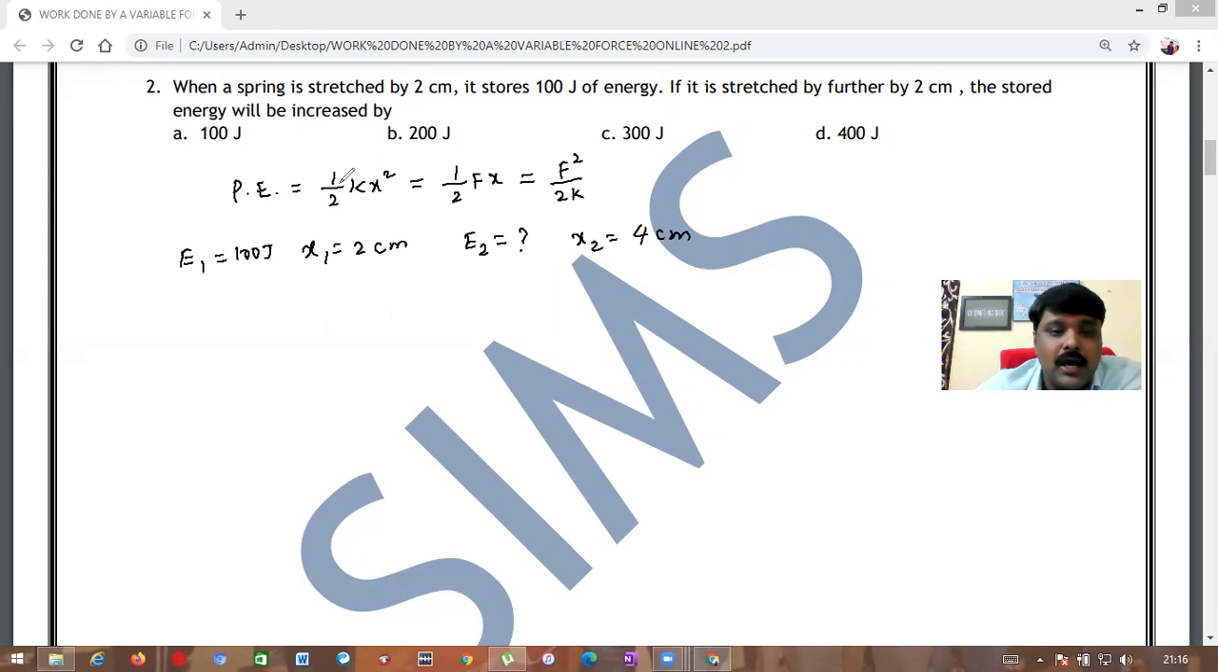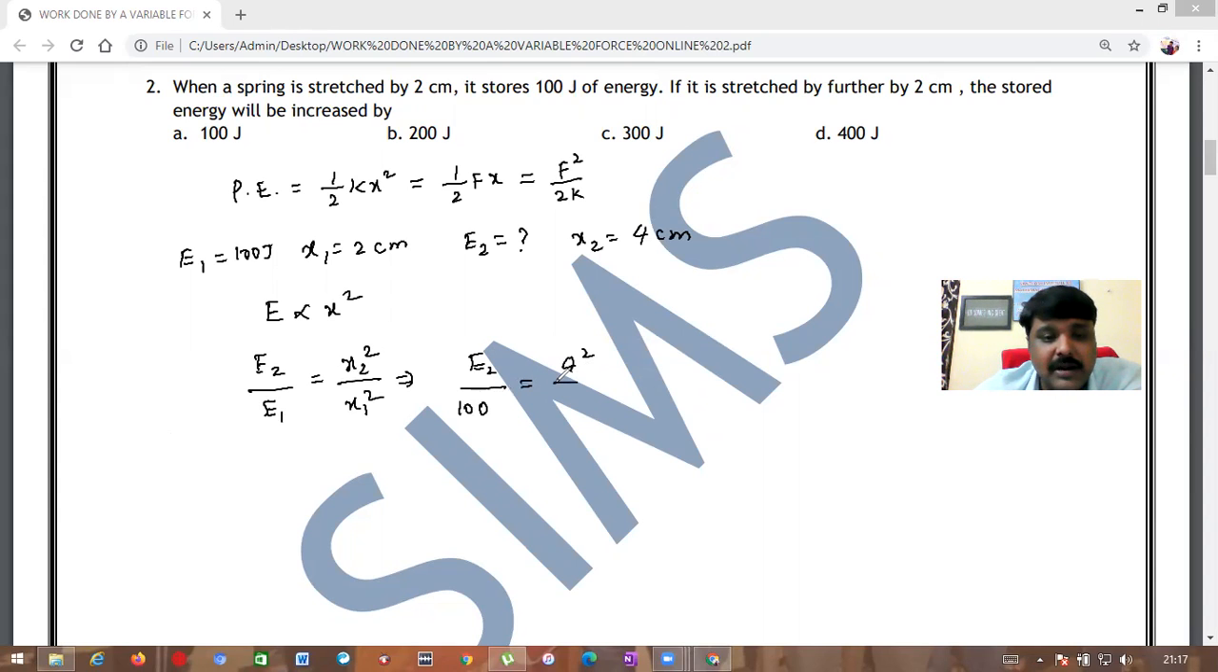Now, from this formula, half and k both are constants. Hence, we can write E is proportional to x², or E2 by E1 equals x2² by x1², which implies E2 by 100 equals 4² by 2², which implies E2 by 100 equals 16 by 4, which is 4. Implies E2 equals 4 into 100, that is 400 joules.